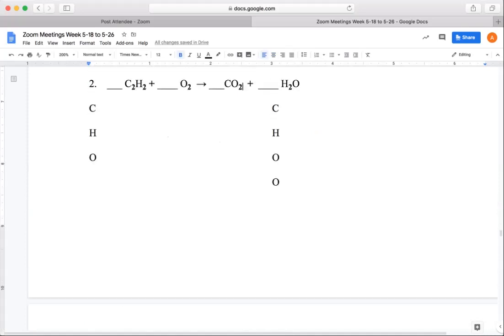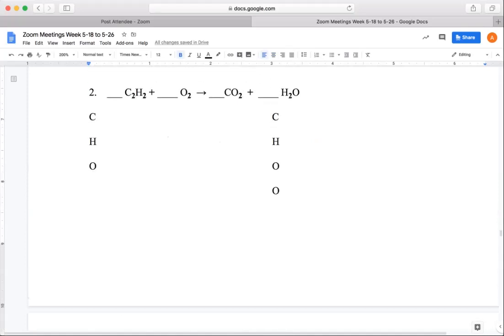So here we have, okay, so to start, we have 2 carbons, right? I got this number from here. We have 1 carbon here, right? Because we have no subscript here. How many hydrogens do we have? We have 2 here. How many hydrogens do we have here? We have 2 here. How many oxygens? We have 2, right? How many oxygens from the carbon dioxide molecule here? 2, right? How many oxygens from the water molecule? 1, right?